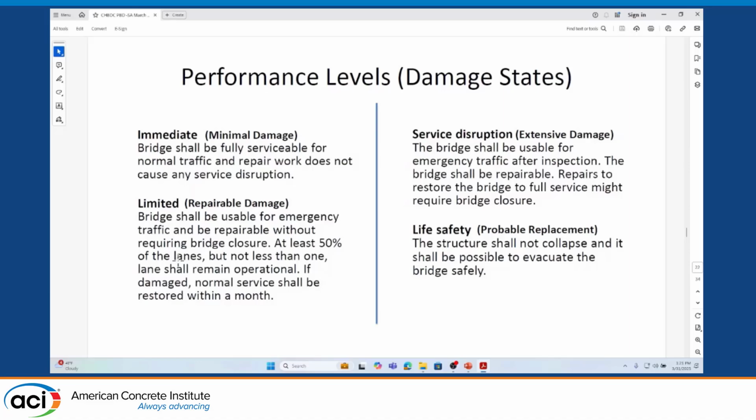The next one is service disruption or extensive damage. Bridge shall be usable for emergency traffic after inspection. A bridge shall be repairable. Repairs to restore the bridge to full service might require bridge closure. The last one is the life safety, probable collapse, probable replacement. The structure shall not collapse, and it shall be possible to evacuate the bridge safely.